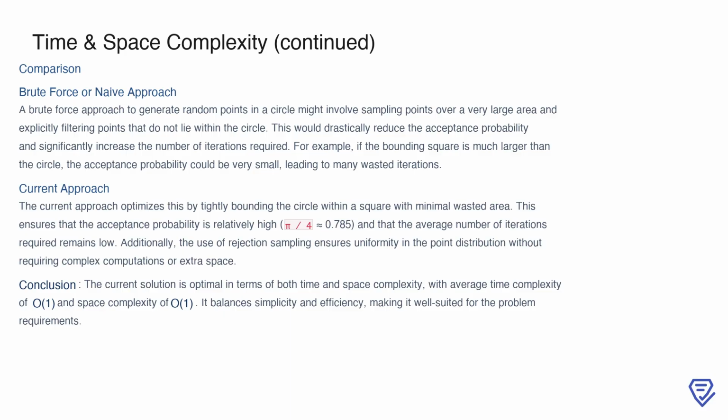In contrast, the current approach efficiently bounds the circle within the smallest possible square, minimizing wasted area. This ensures a relatively high acceptance probability of approximately pi/4, which helps keep the average number of iterations low. The use of rejection sampling guarantees uniformly distributed points within the circle without requiring extra computations or memory.